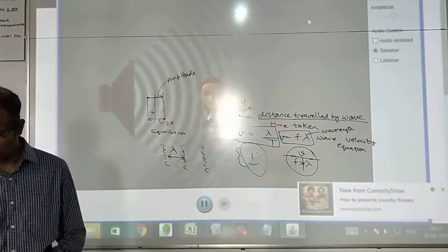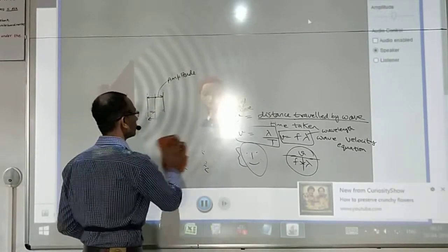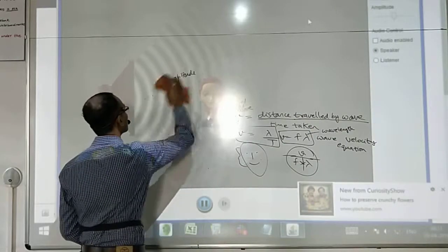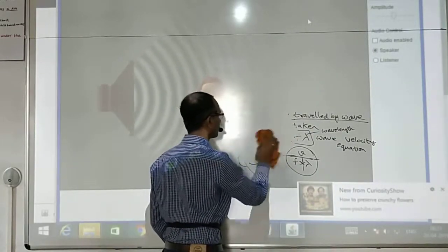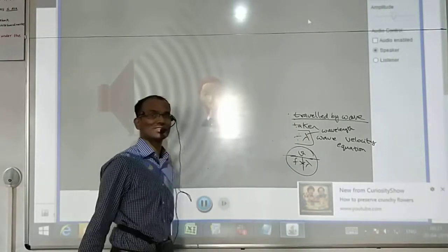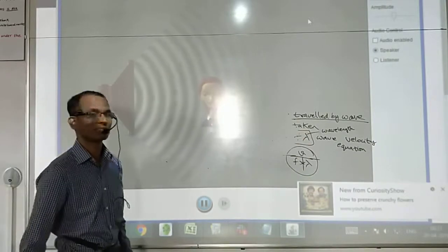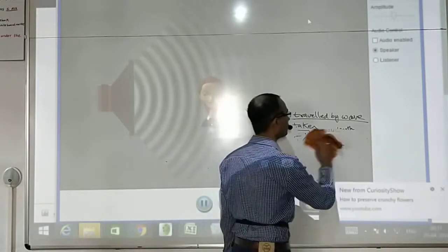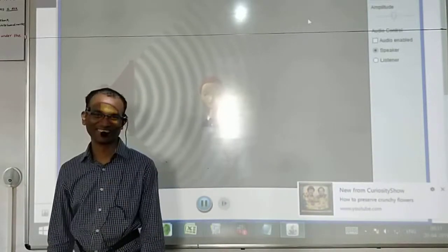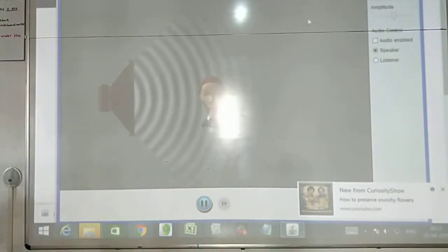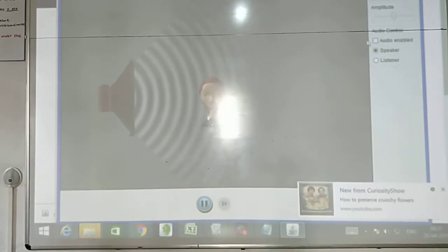Clear? So now in this simulation, let's measure the velocity. Try to write as I speak. You understood everything, right? Okay, let's measure it now. So it's a 500 Hz sound wave.